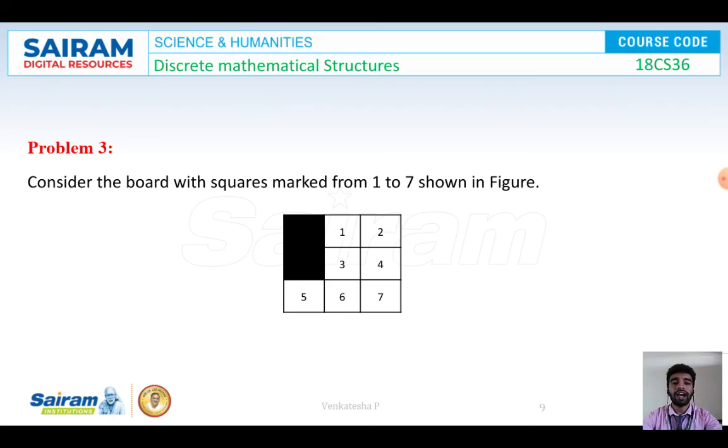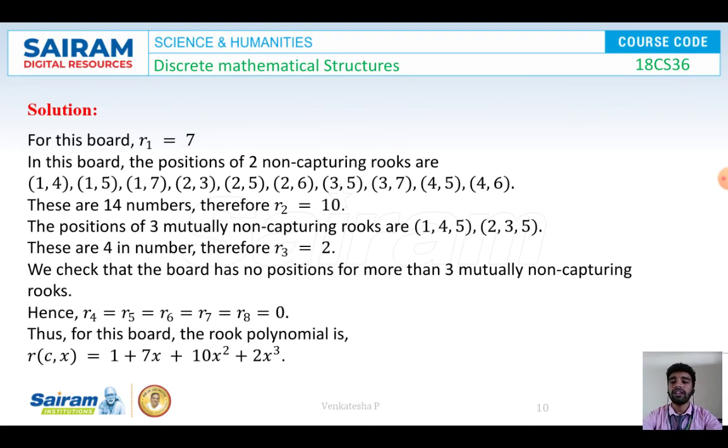So the value of R1 is equal to 7. And the 2 non-capturing rooks are 1,4; 1,5; 1,7; 2,3; 2,5; 2,6; 3,5; 3,7; 4,5; 4,6. It is 10 in number. And 3 mutually non-capturing rooks are 1,4,5 and 2,3,5. So it is 2 in number, R3 is equal to 2. And for a 3 cross 3 board, always from R4 to R8 it is 0 only. So by replacing all these values here, I will be getting R(x) is equal to 1 plus 7x plus 10x square plus 2x cube, the required Rook polynomial we got for the given board.